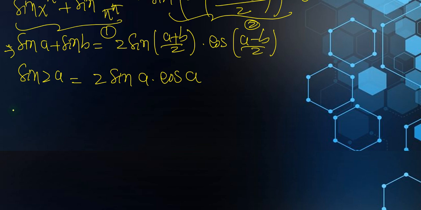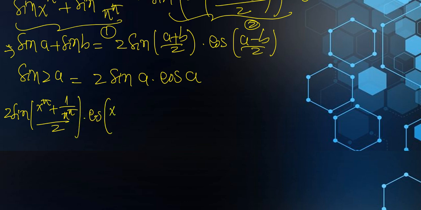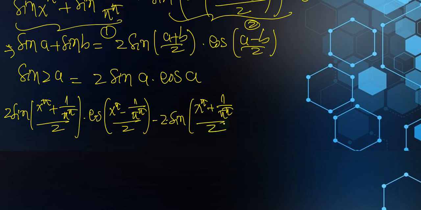So here I'm going to have 2 times sine of (x to the pi plus 1 over pi to the pi) divided by 2, times cosine of (x to the pi minus 1 over pi to the pi) divided by 2, and now minus 2 times sine of (x to the pi plus 1 over pi to the pi) divided by 2 times cosine of (x to the pi plus 1 over pi to the pi) over 2, and this is equal to 0.